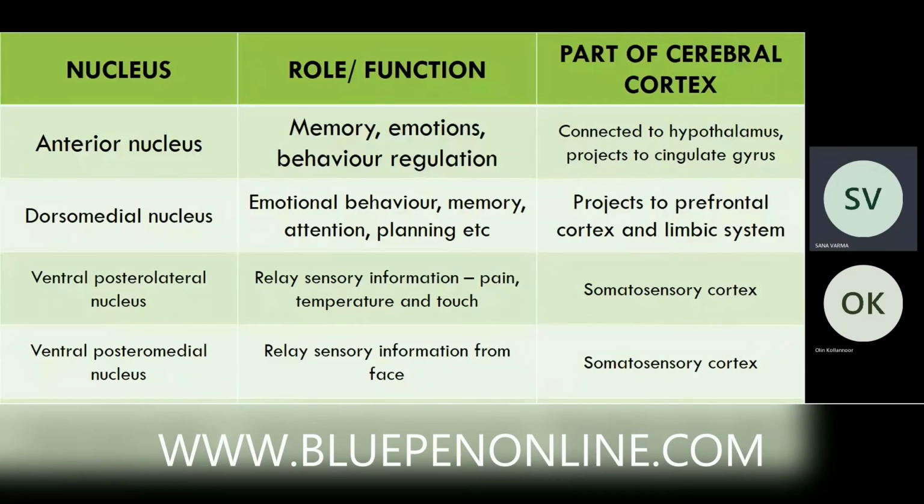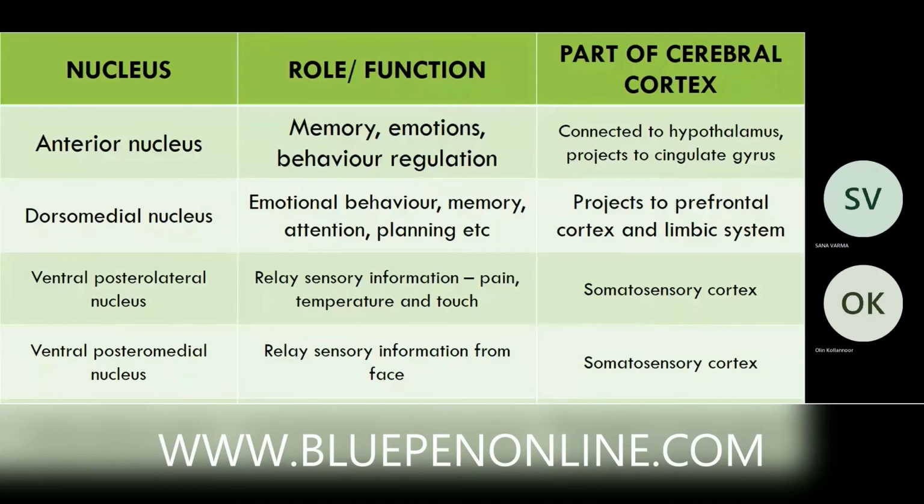Okay. Then comes ventral anterior nucleus. Its role is motor information about movement. So it relays motor information about movement. It receives the information mainly from the substantia nigra, then premotor cortex, reticular formation, and corpus striatum. Corpus striatum means caudate nucleus or putamen. So this ventral anterior nucleus receives motor information from these areas.